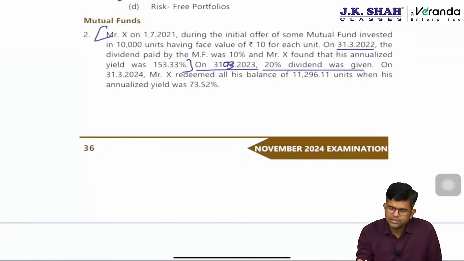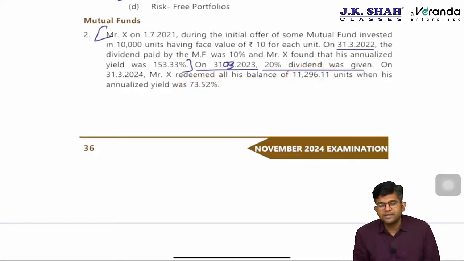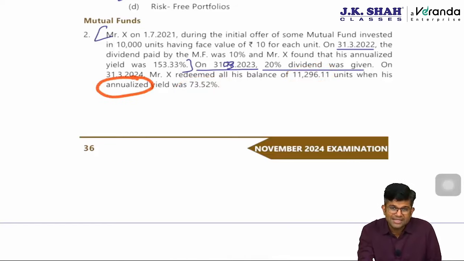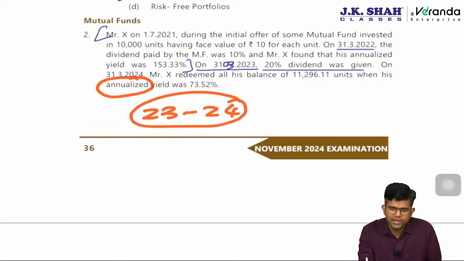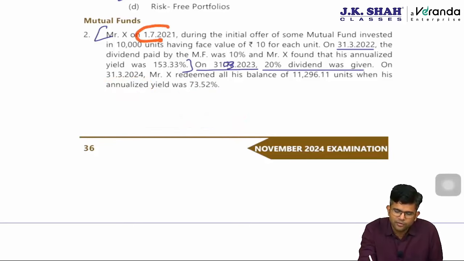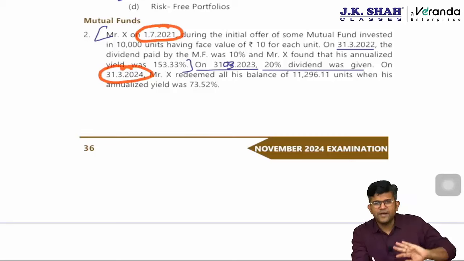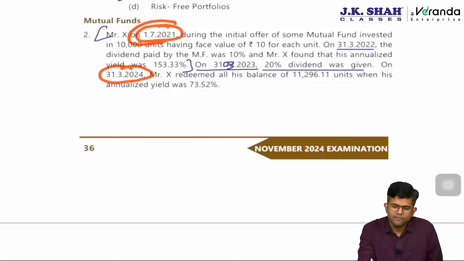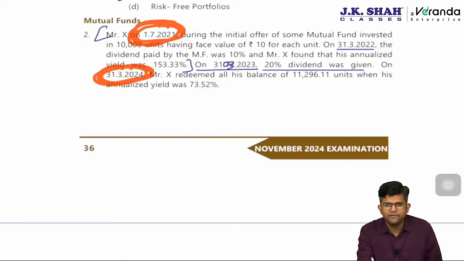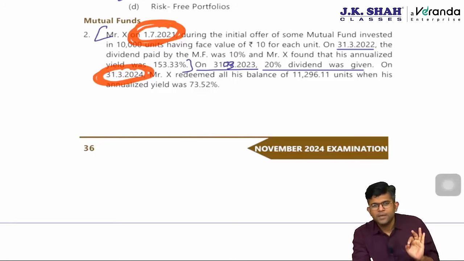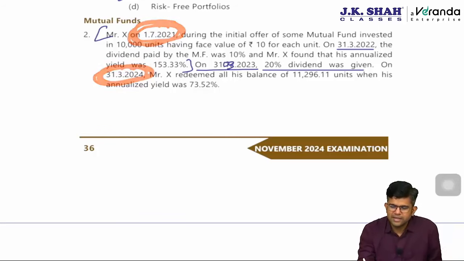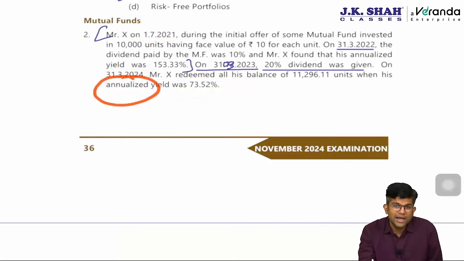Next students, we go on to 31/3/2024. He is saying I redeemed all my units and at that time my annualized yield was 73.52. So now students, please understand, annualized doesn't mean the return of this 23/24 year only. No. Annualized means my return from this date to this date, effective for 12 months. Now see, from 1/7/23 to 31/3/24, it is a total of 33 months. Okay. So over 33 months, how much return I earned? Equivalent for 12 months is this 73.52, annualized it is, okay.